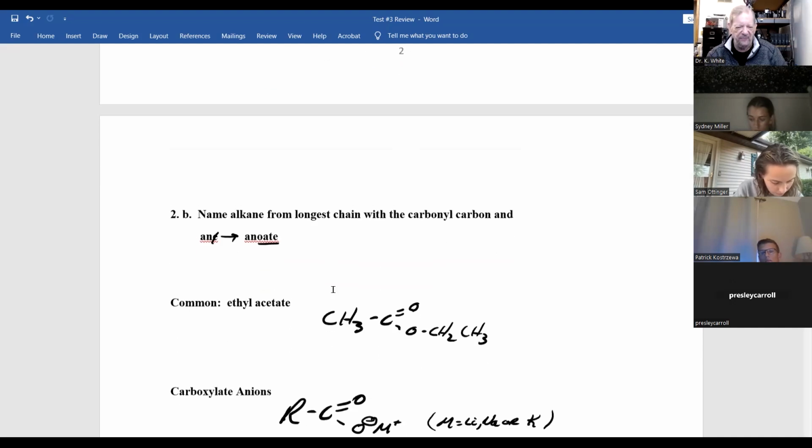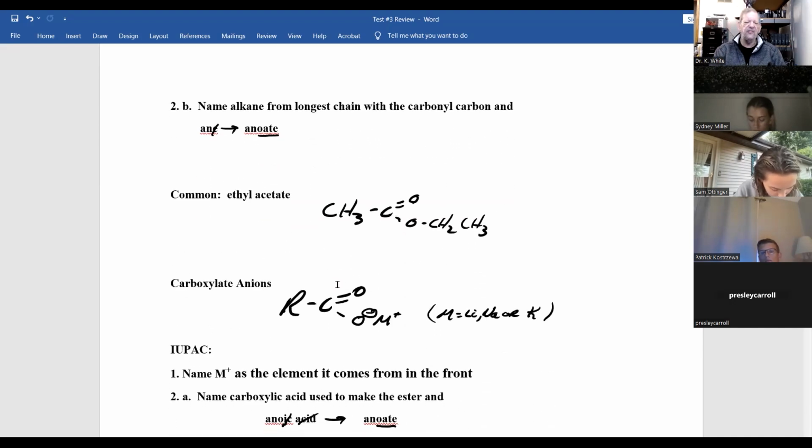All right. Now, there's one special common name you should know, and that's ethyl acetate. Nobody calls that ethyl ethanoate, the IUPAC name. That's ethyl acetate. And you should know this is one of the 2 molecules that's in nail polish remover.